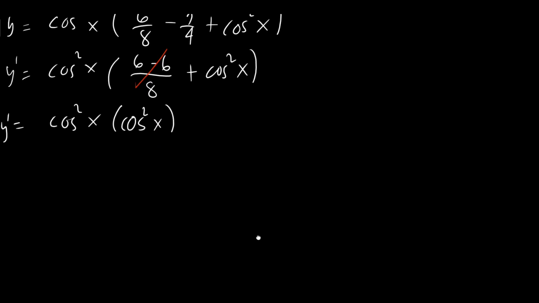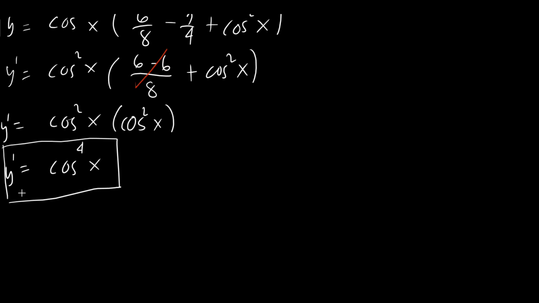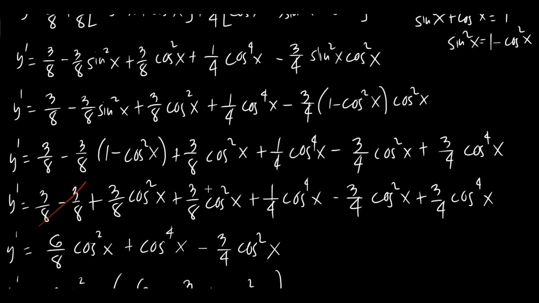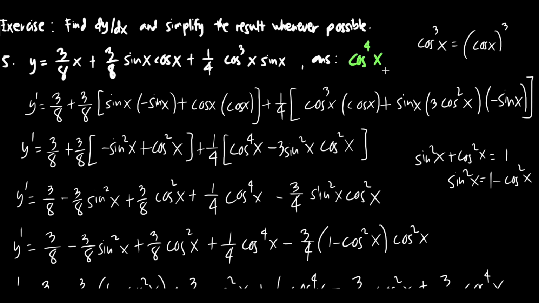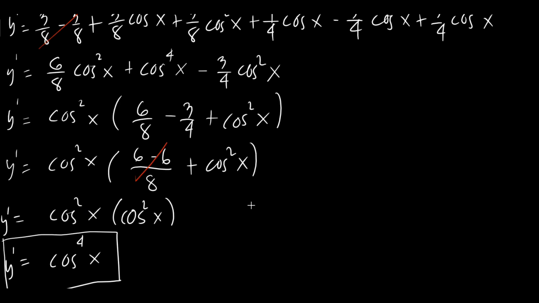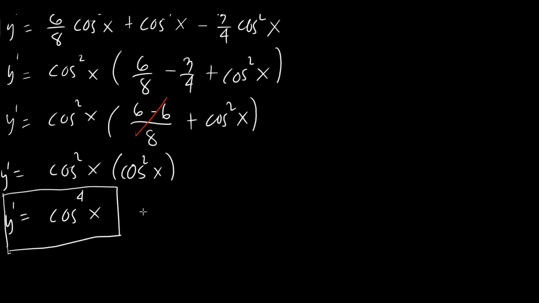So our final answer will be y prime is equal to cosine raised to the power 4x. This will now be our final answer. It is a long process, right? So let's check if our answer is correct. Cosine raised to the power 4x. So our answer here is correct. Let's proceed to another number.